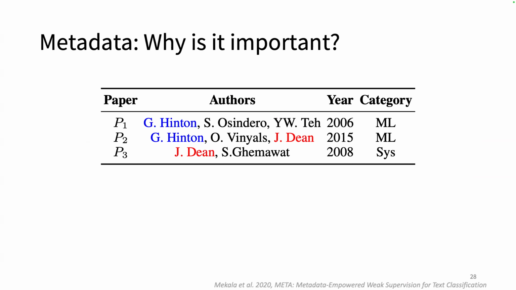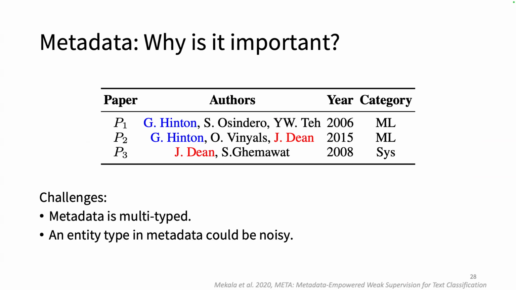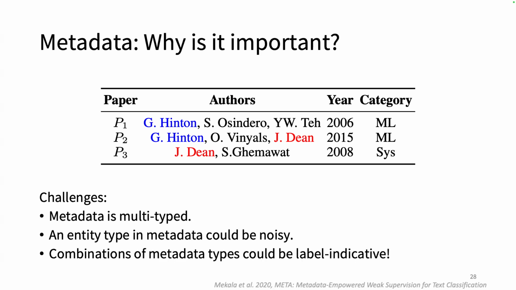However, we know that metadata gives some very important signals, but leveraging metadata is challenging because metadata is multi-type. It can be number, string, categorical, whatever. And then the entity type in metadata could be noisy. I mean, some patterns are just sporadic. They don't give any clear signal. They can be spurious correlations. And combinations of metadata could be label indicative. Sometimes, as I show here, author information alone is not enough, but author pair information can be more indicative. The combinations of metadata can be indicative.